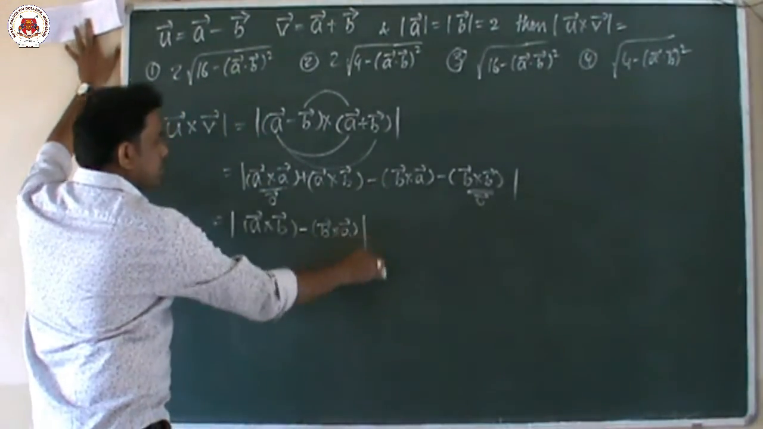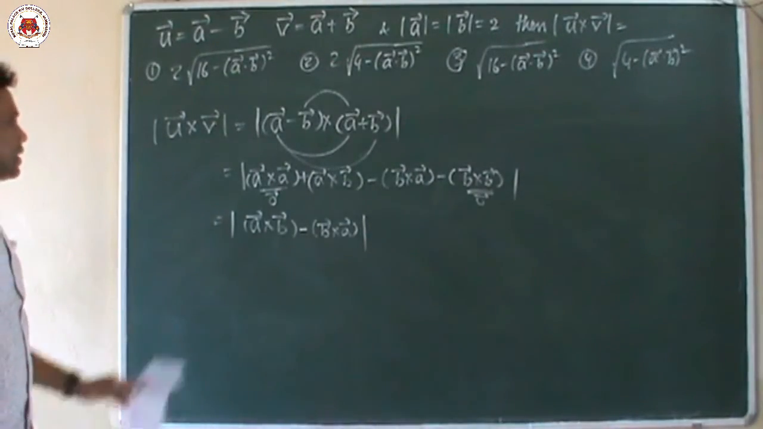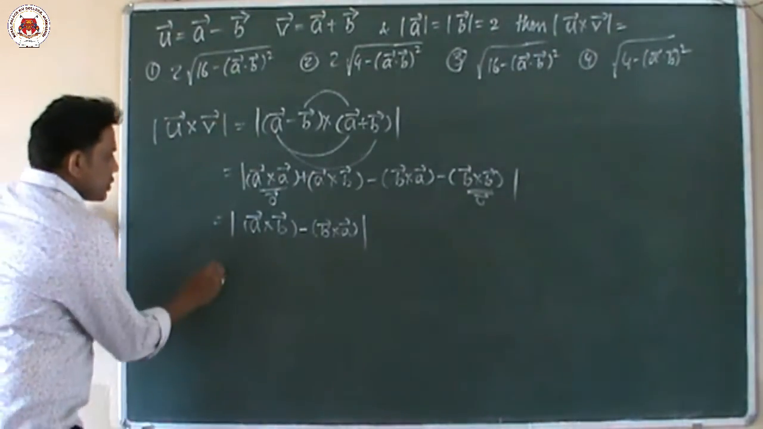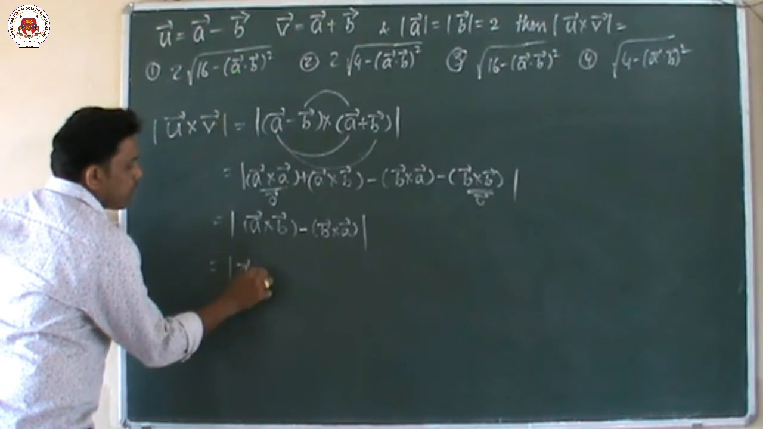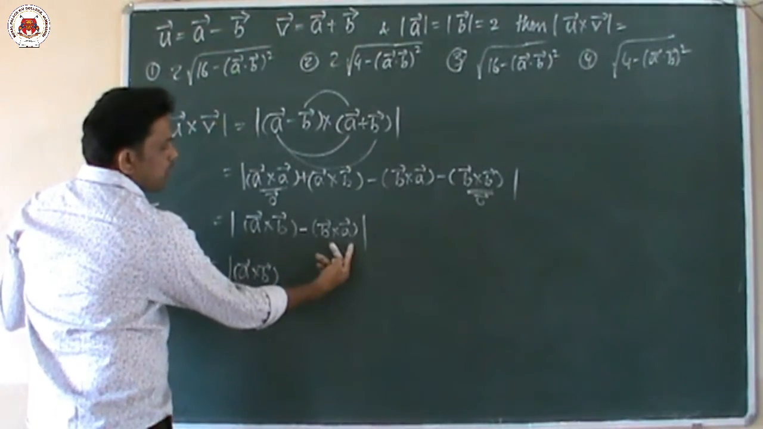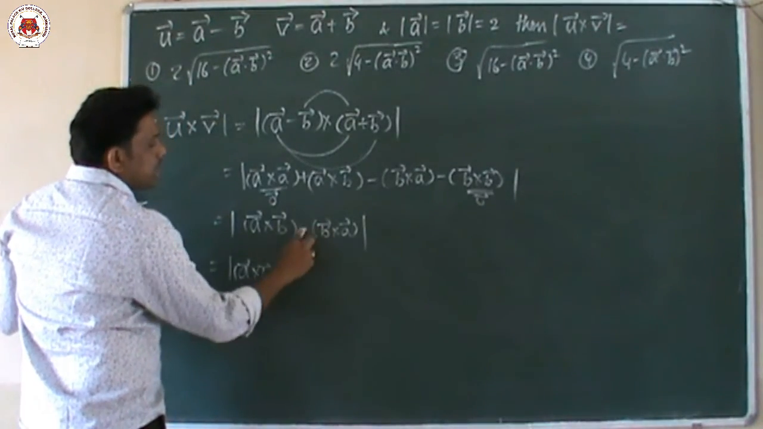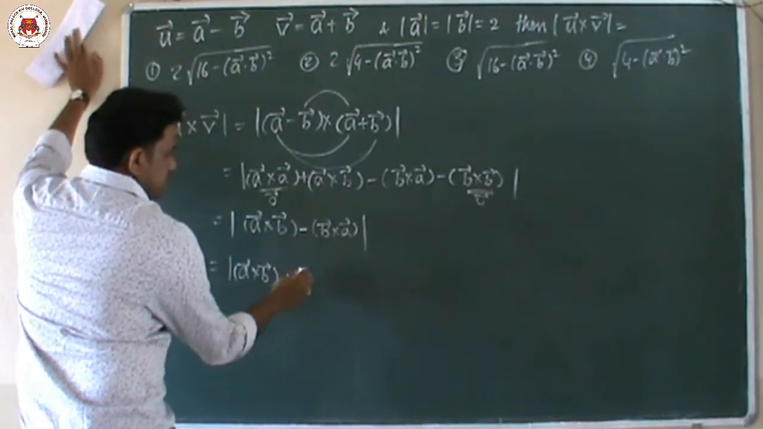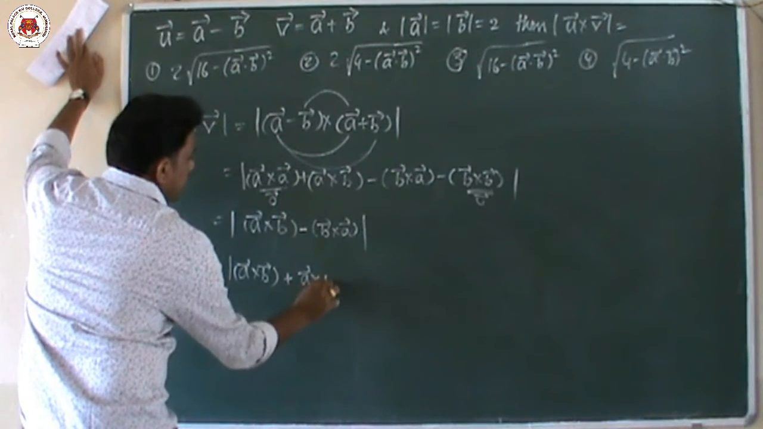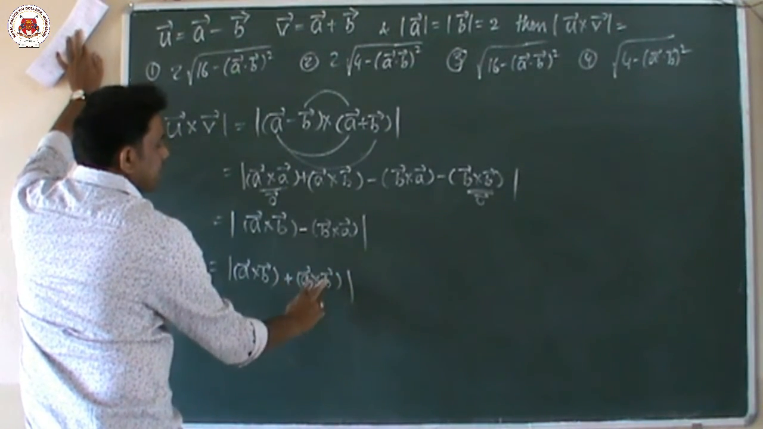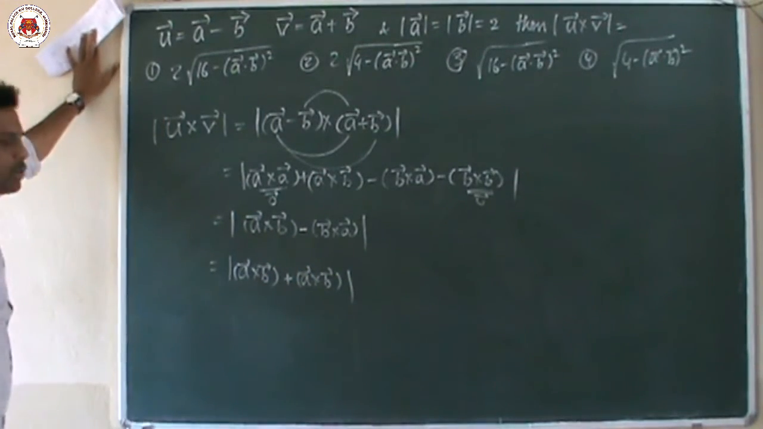No need to write the null vector. Finally the answer is vector A cross vector B minus vector B cross vector B. So children, in cross product we have a property. What is that one? B cross A. If you want to write it as A cross B, then this negative is converted to positive. That means plus. This one is converted as vector A cross vector B.